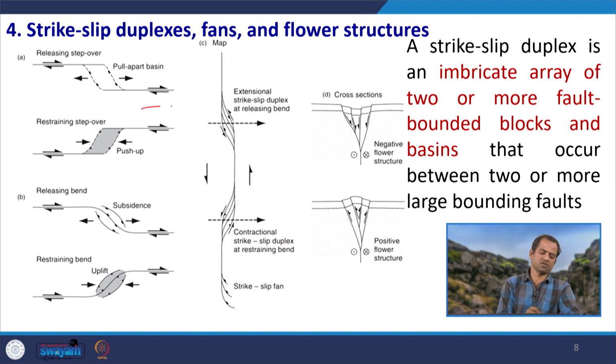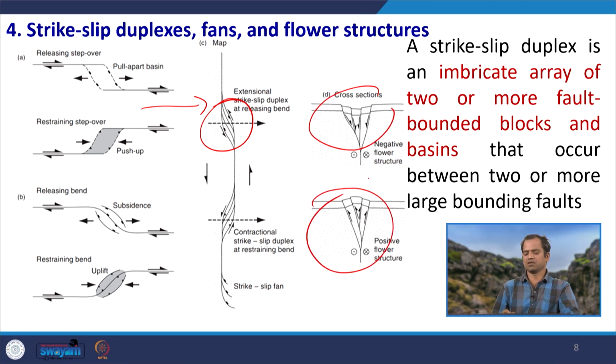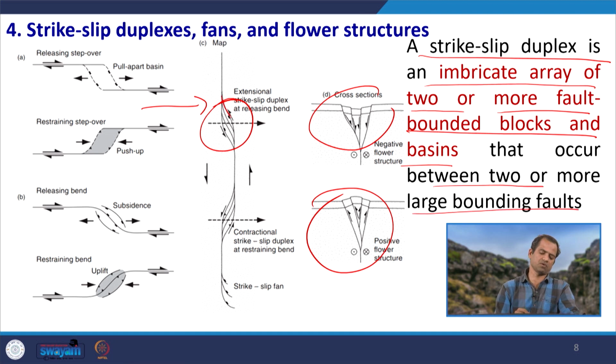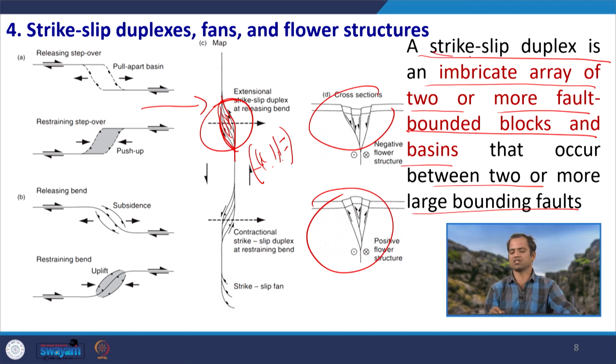So, here is the same figure again. We are creating a basin here, and it looks like a flower. If you see here, a strike slip duplex is nothing but an imbricate array of two or more fault-bounded blocks and basins that are in between two large bounding faults. So, we have two large bounding faults, one here, another here, and in between we have an array of normal faults, and we are creating a basin. This basin is bounded by normal faults on both sides, and we have a number of normal faults in between. So, this is called the strike slip duplex.